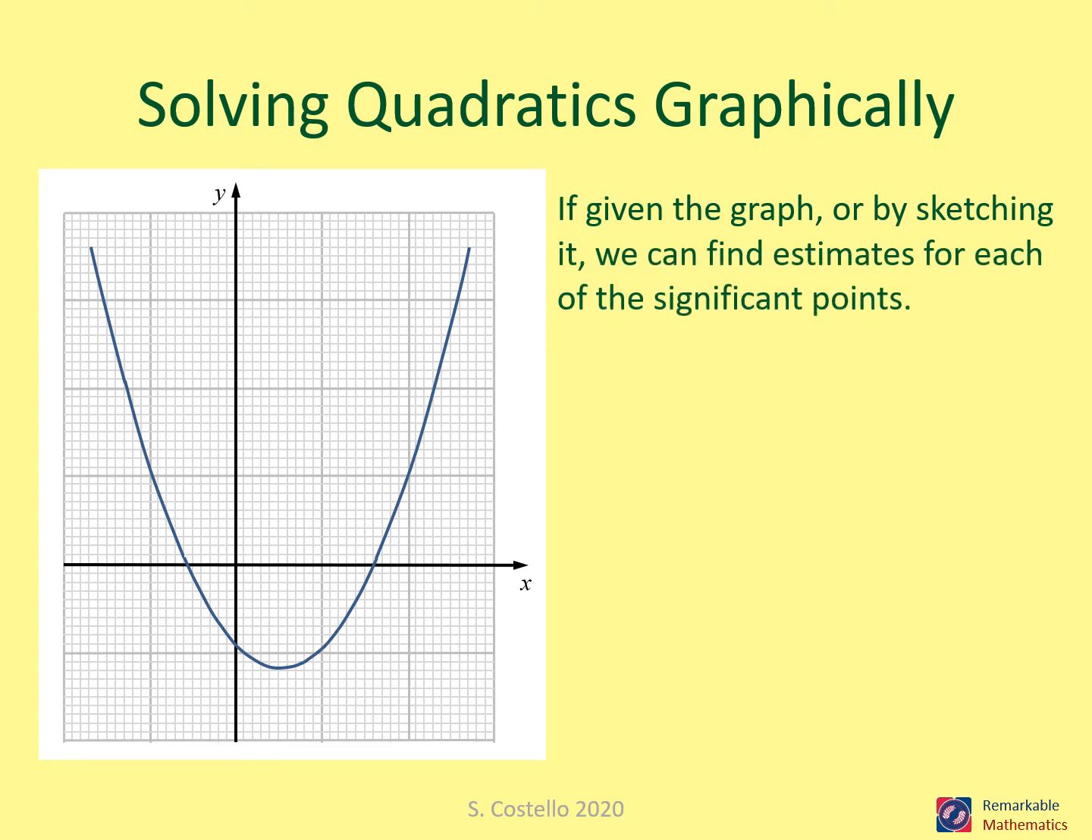If given the graph, or by sketching it, we can find estimates for each of the significant points. And again, estimates, these are not absolutely accurate, they're what we can see from the graph. And again, if we plot it by hand, it's never going to be 100% accurate anyway. You have to just be aware your answers are not going to be perfect in here, but it gives us an idea of what we're looking for.